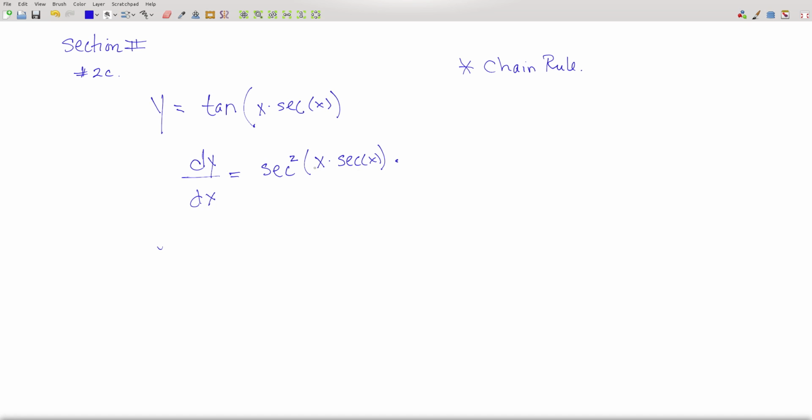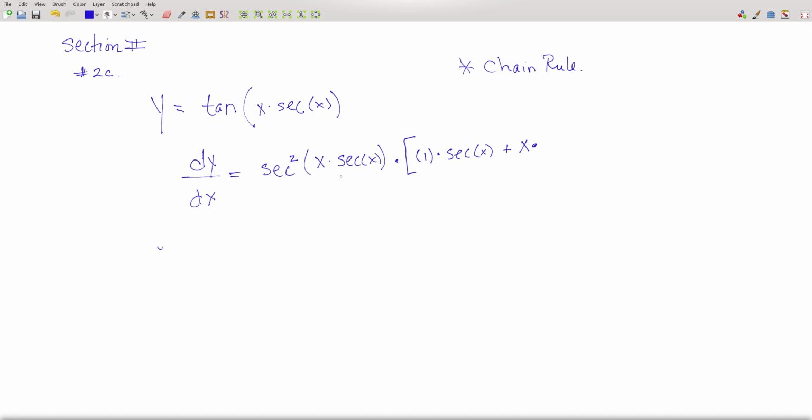And you see, the inside part is actually the product of two things. It's the product of an x and a secant of x. So when I multiply times the derivative of the inside part, I'm going to use the product rule. So let's think. What is the derivative of just x? The derivative of just x is 1 times the secant of x. And now I have to add. How about just the x? This is just the x times the derivative of the secant of x.